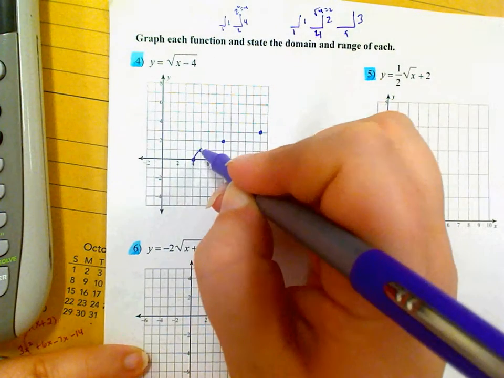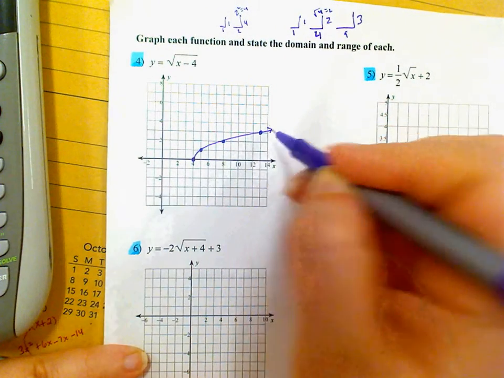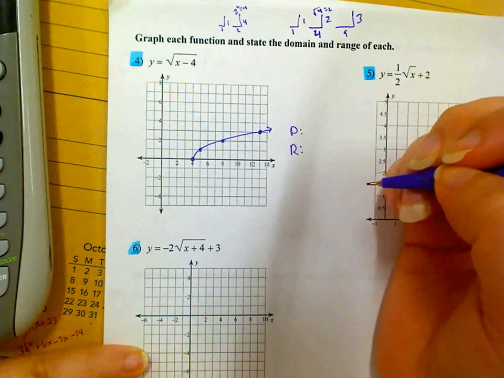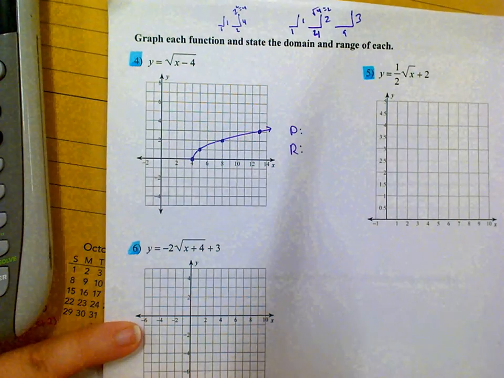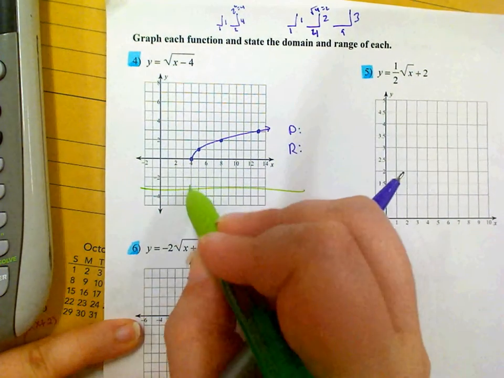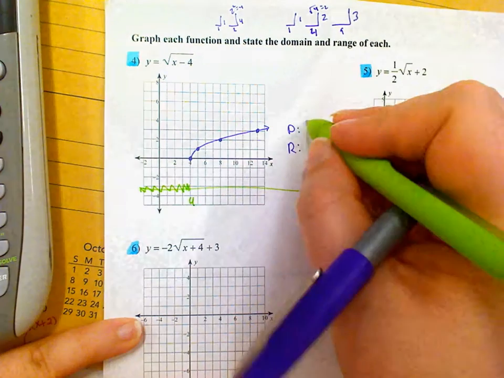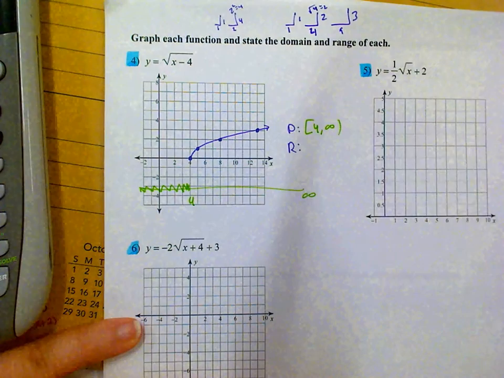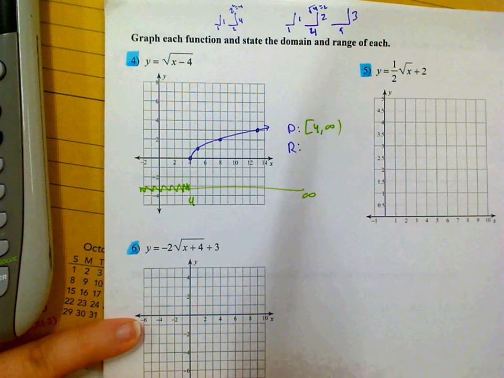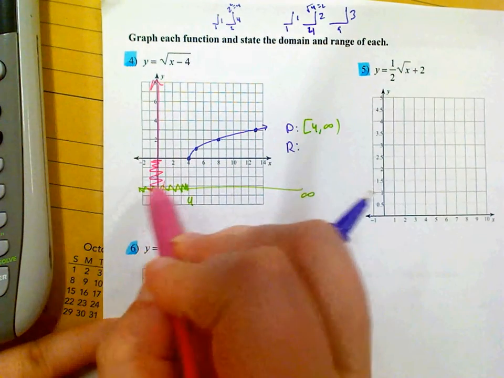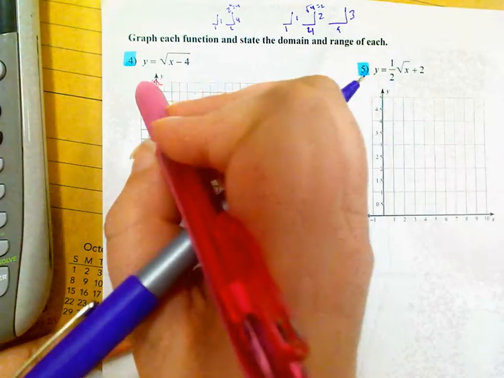and the only other thing I need to do is find the domain and range. So domain is left and right, so I know that the farthest to the left it goes is 4. So we go 4 to infinity. And range is low to high. So the lowest it goes is 0 on the y-axis, and it goes up to infinity. So 0 to infinity.